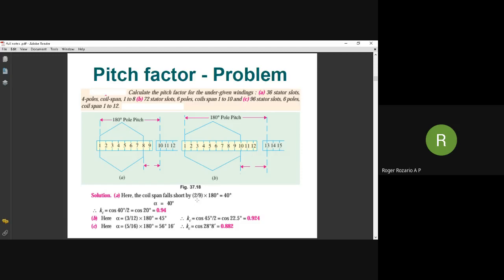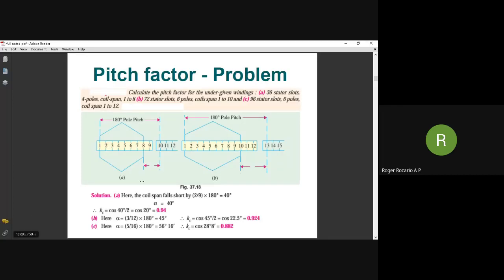So how will you calculate the angle alpha? 3 by 12 into 120 degrees, so it is 45 degrees. How will you calculate Kp? Cos of alpha by 2, that is cos of 22.5, which is 0.924. So your EMF induced is going to be reduced by this factor 0.924. Is it clear?